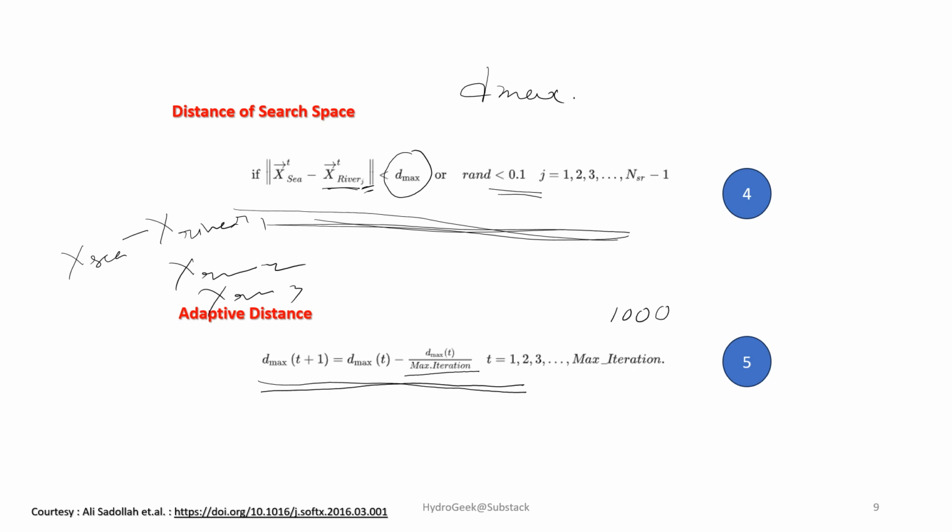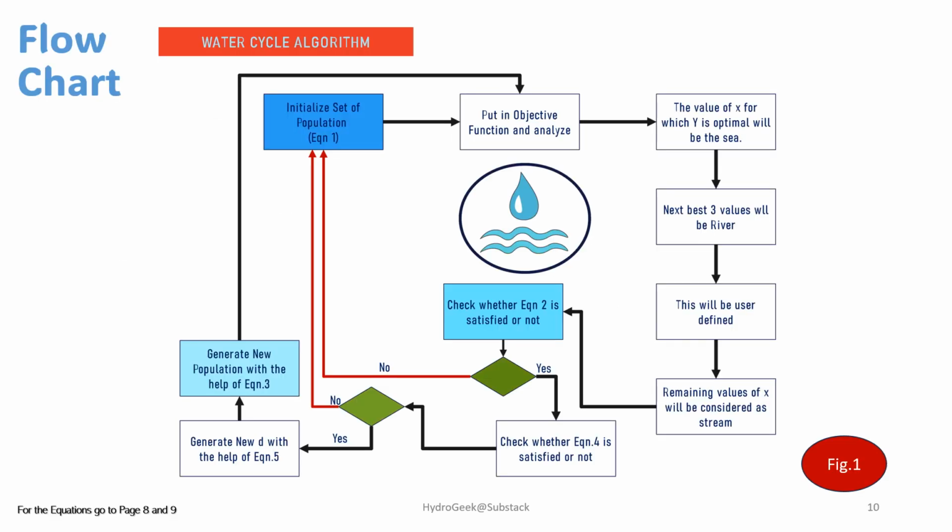Okay, so you understood what? The more the maximum number of iterations, the lesser the change in the new value of Dmax. Because this term will then become very negligible, so this term will sustain. Correct? So if this term sustains, then Dmax t plus 1 will be nearly equal to Dmax at t. Okay, so note it down correctly. So this is the flow chart of water cycle algorithm.